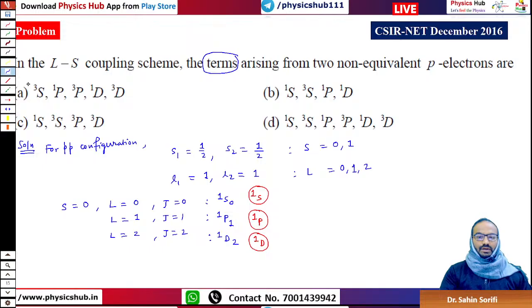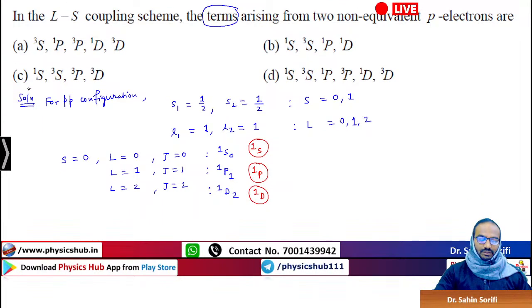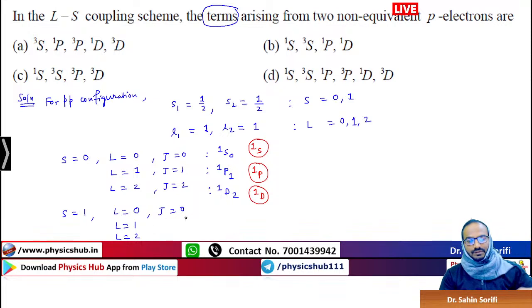Now let's go for S equals 1. Could you find the answer, guys? Let me know the answer quickly. L equals 0, L equals 1, L equals 2. This gives you J equals 0, sorry, J equals 1.